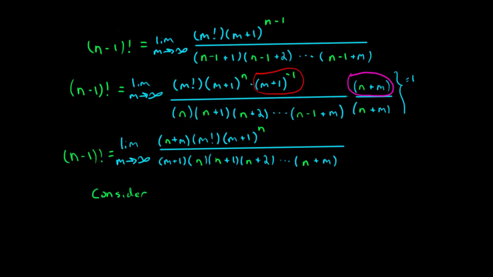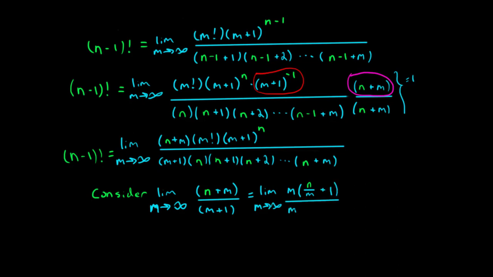And now let's consider what happens in the limit as m approaches infinity. What happens with the first term in the numerator and the denominator? What happens with n plus m over m plus 1? Well, remember that our n is fixed and we're just letting m tend towards infinity. So the limit as m approaches infinity of this expression is the same thing as factoring out an m from the numerator and denominator. If I factor out from the numerator, I get m times n over m plus 1. And in the denominator, I get m times 1 plus 1 over m.